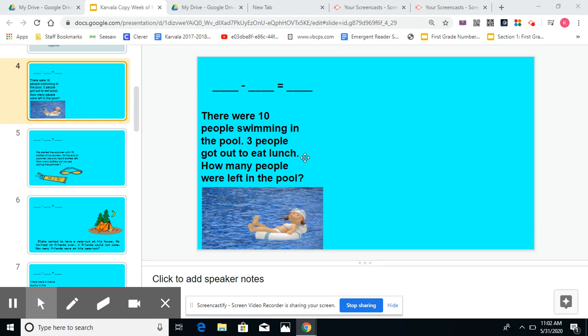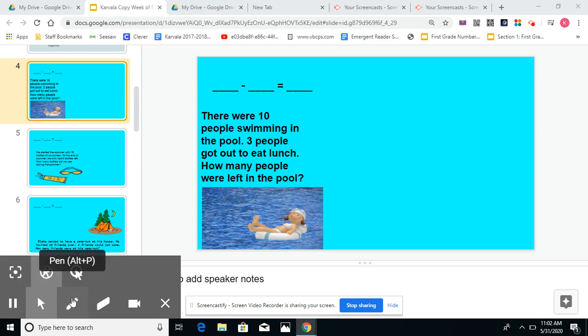All right, my first one says there were 10 people swimming in the pool. 3 people got out to eat lunch. How many people are left in the pool? So I know when I'm working on my story problems, this week we're working on subtraction, or minus. I want to think about what the problem's asking and restate it in my own words. So let's see. 10 people swimming, 3 people got out. How many are left? So I'm going to go get my drawing tool.